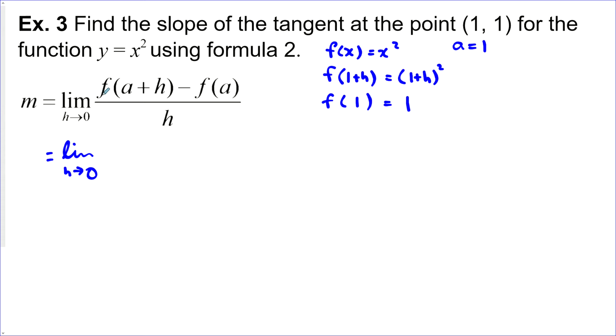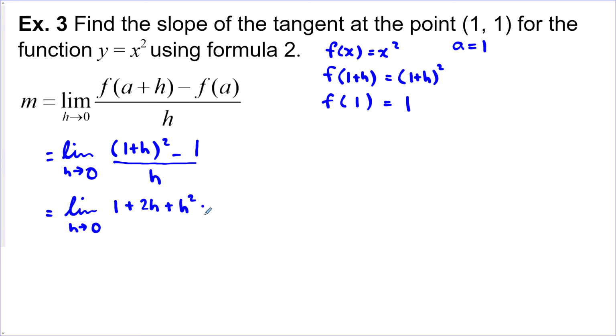Now that we have everything, let's put it in here. So we've got 1 plus h squared minus 1. And in the denominator, we just have an h. Okay, we're going to have to multiply this out, it looks like. So the limit as h approaches 0, 1 plus 2h plus h squared minus 1 all over h. Now first you can see that we can get rid of the 1's because we have 1 minus 1.